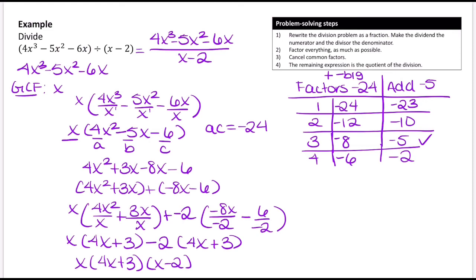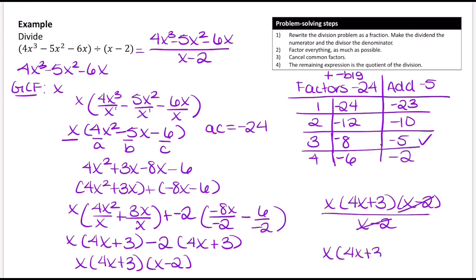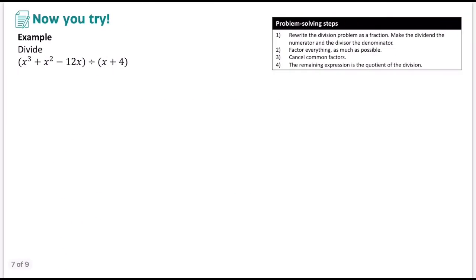The denominator cannot be factored, so now let's rewrite that fraction in factored form. We have x times 4x plus 3 times x minus 2 over x minus 2. Notice now that this common factor of x minus 2 will cancel. So we're just left with x times 4x plus 3, and that is now our final answer. Now you can pause the video and try doing this example on your own.